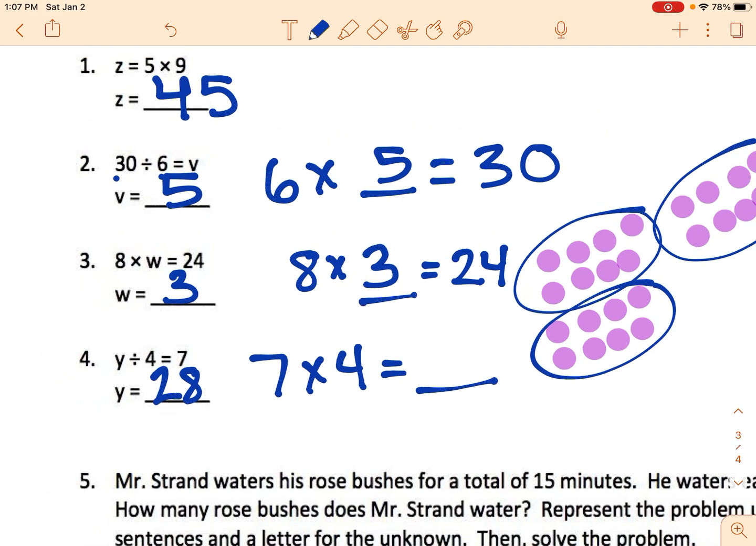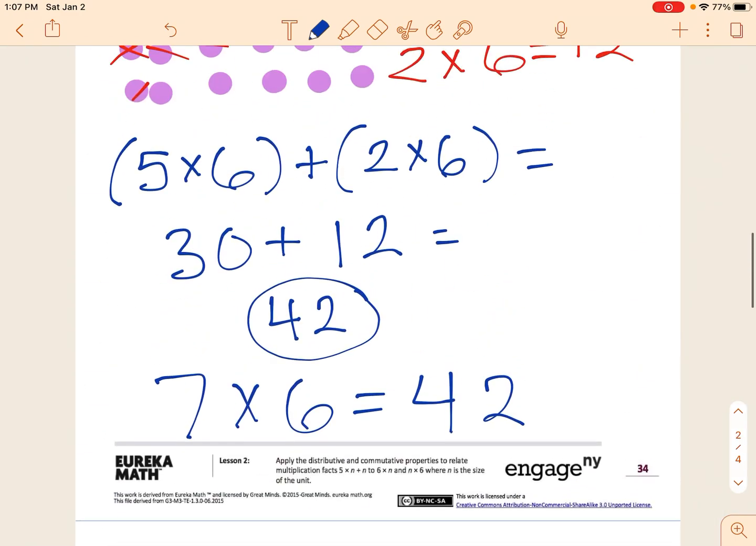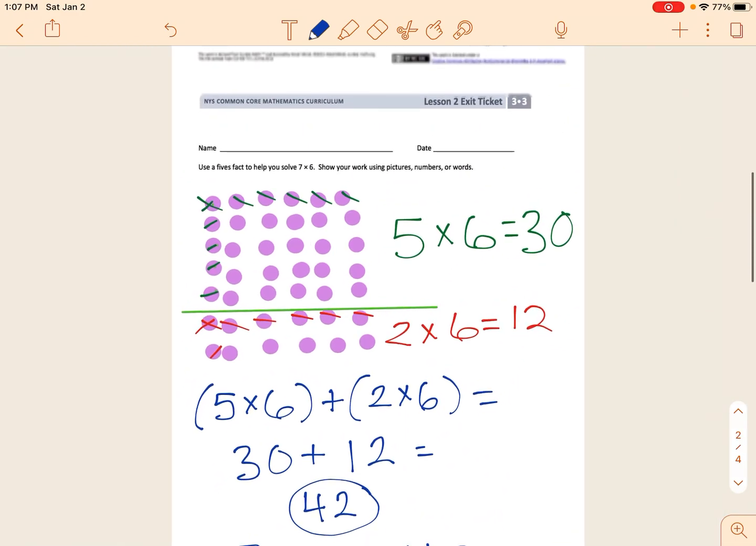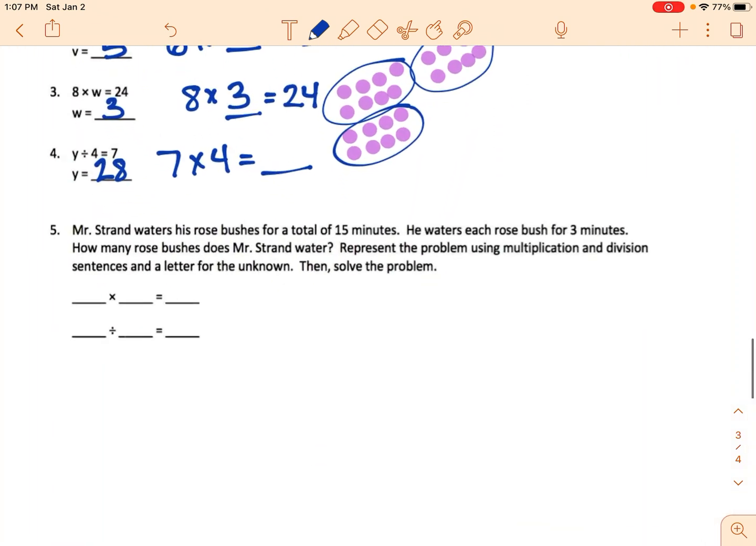It is 28. So all that space over there, feel free to draw pictures if you need to. Flip these around so you get a problem that you can work with. You might even want to use the distributive property like you did up here. Use your strategies to figure out the problems.